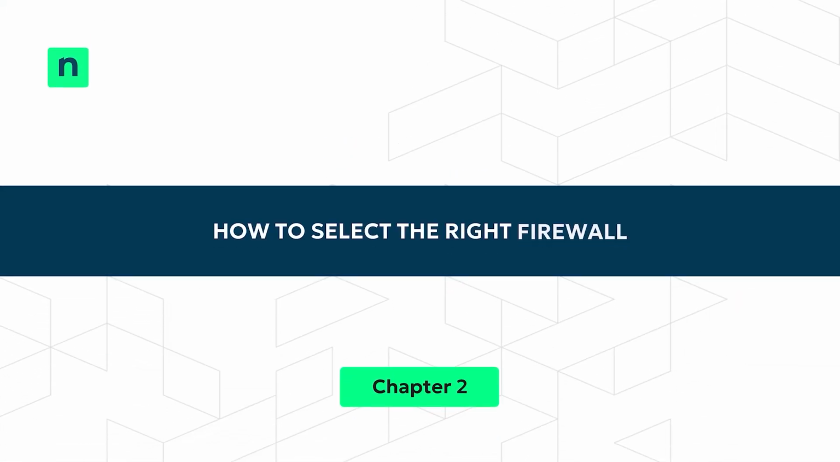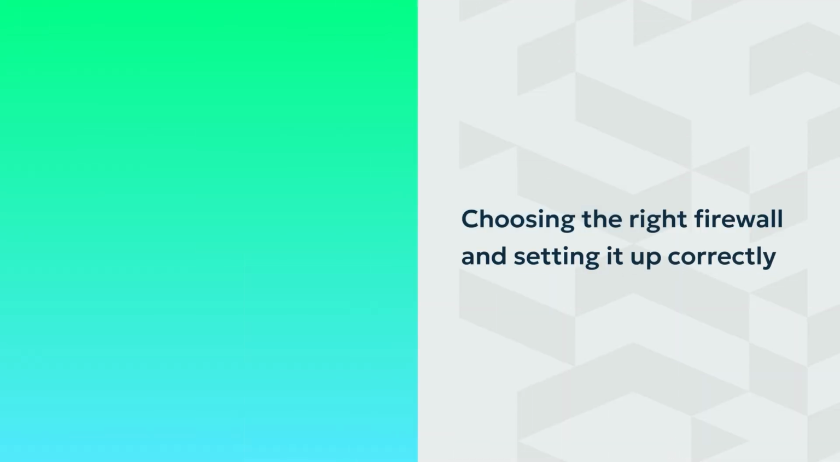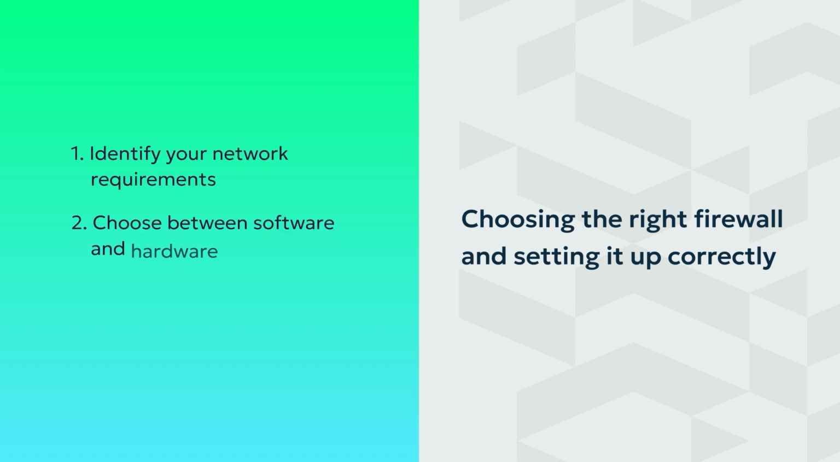How to select the right firewall. Choosing the right firewall and setting it up correctly involves a series of important steps. First, identify your network requirements. Next, choose between software and hardware firewalls. Then define your rule sets.